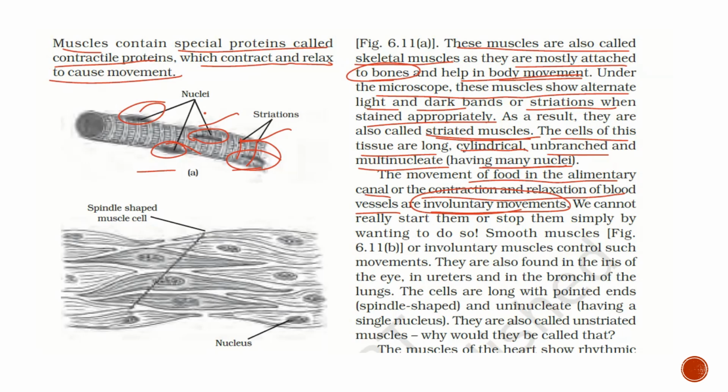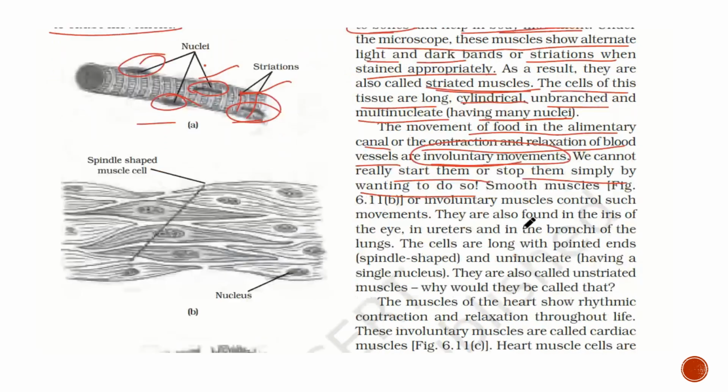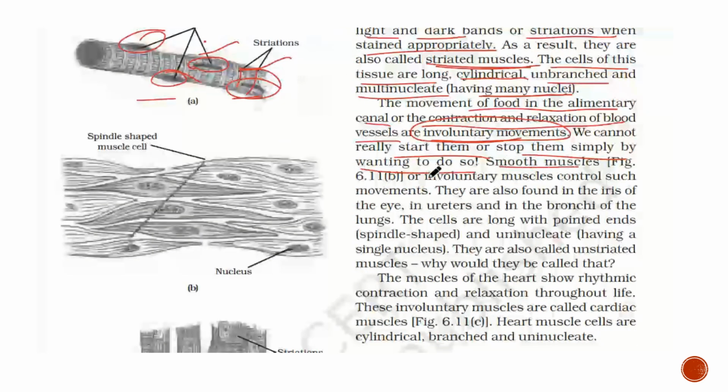If you are not willing also, that movement will constantly go. So we cannot really start them or stop them simply by wanting to do so. So the smooth muscles or involuntary muscles control such movements. They are found in the iris of your eye, in the uterus, in the bronchi of the lungs, wherever these muscles are not under your will. These are involuntary muscles.